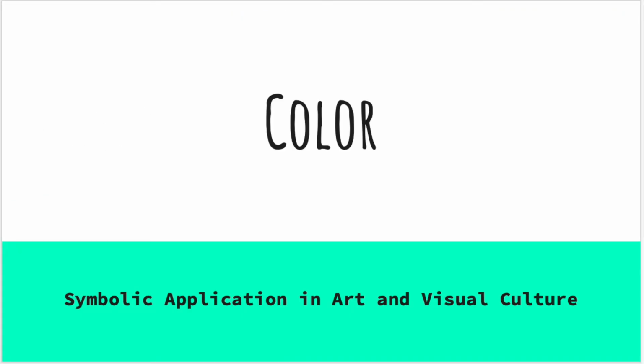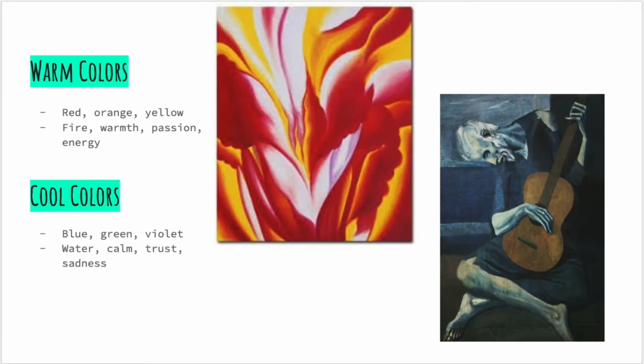Now that we've carefully studied line, let's take a close look at how artists utilize color to convey meaning in their work. First, let's compare and contrast the use of warm and cool colors. Red, orange, and yellow are usually seen as warm colors and can represent warmth, passion, and energy, whereas blue, green, and violet are usually seen as cool colors.